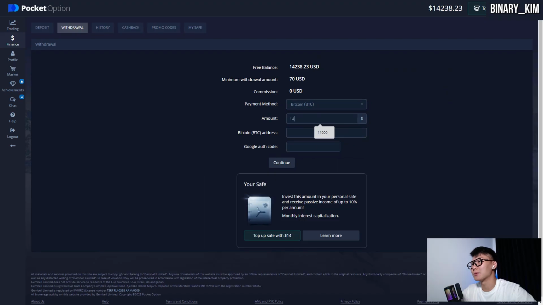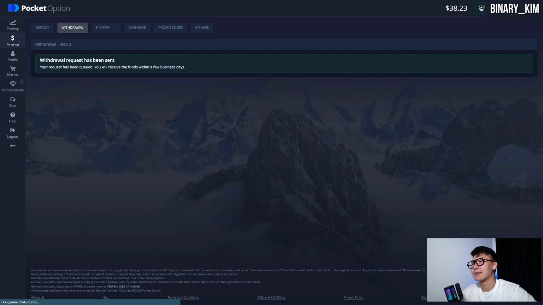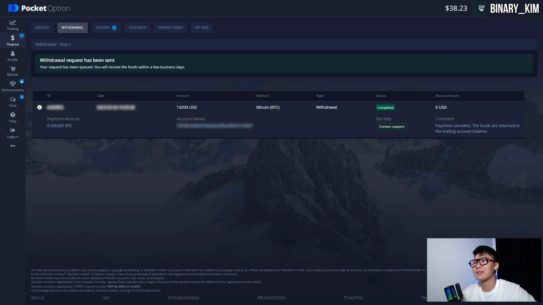And let's withdraw, I guess, $14,200. I'll put down the Bitcoin address and the code, and we press the continue button, and there we go, our transaction has been processed. I'll attach the screen where it's done as usual.